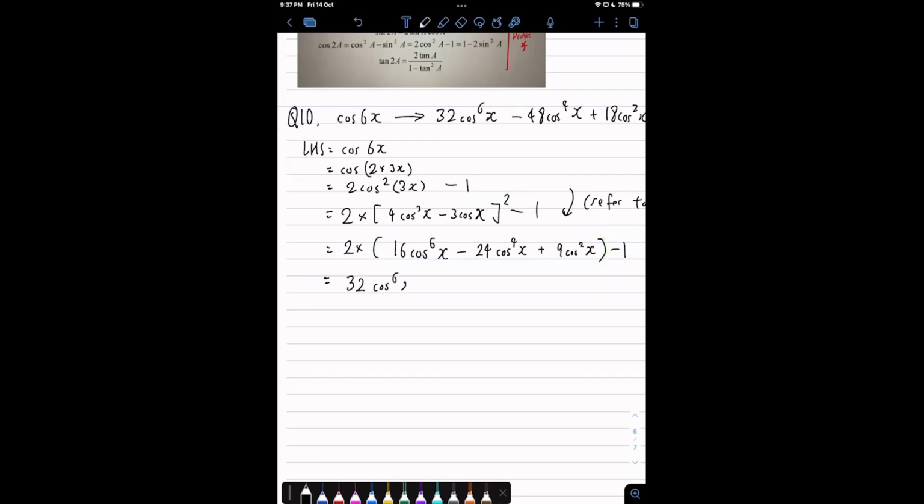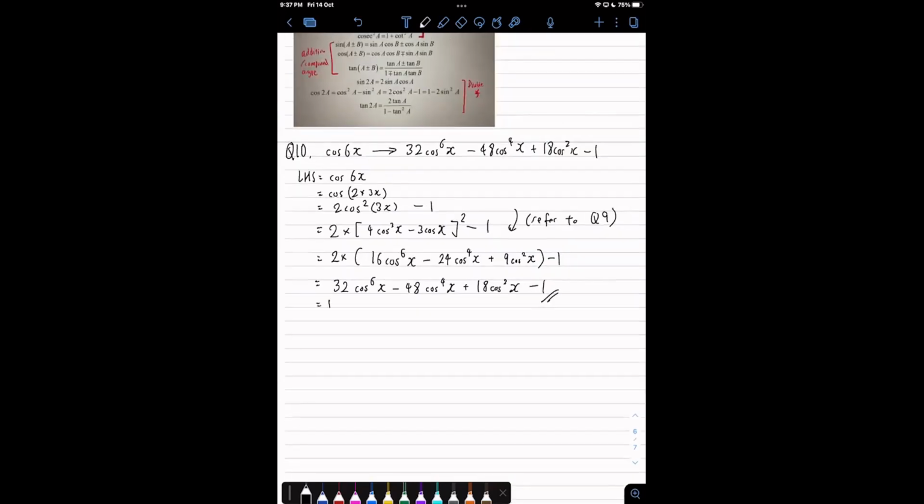Okay. So if you didn't have the working from question 9, it's going to be extremely long-winded. Okay, and then we're done. Equal RHS to be complete. Equals RHS. Wow, so satisfying. LHS equal RHS. Proven. Yeah. Okay. Question 10. Okay, very good.